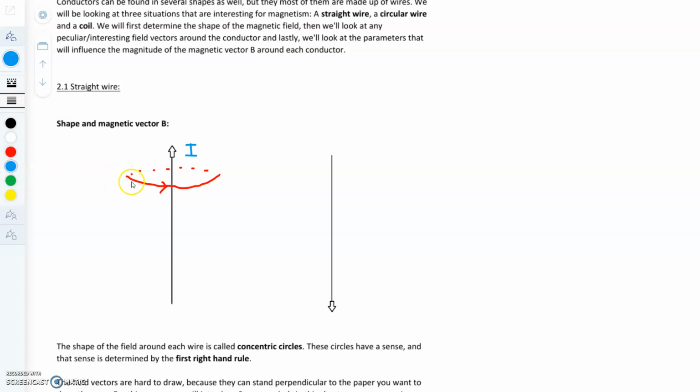meaning your field vector on the left-hand side here would be coming out of the page, while your field vector on the right of the straight conductor would be going into the page. And we introduced these two new symbols to indicate the arrows for these situations.